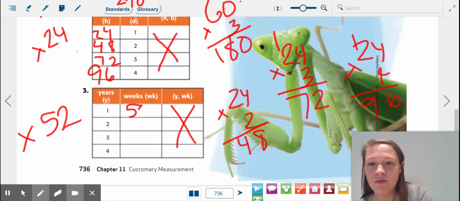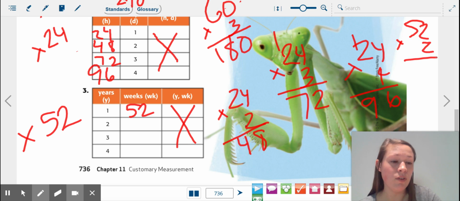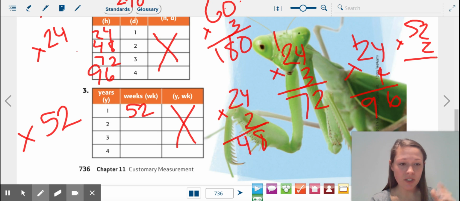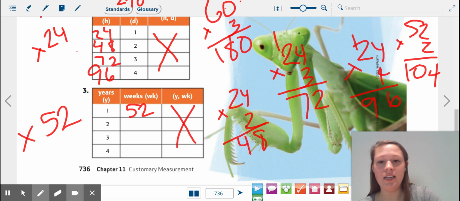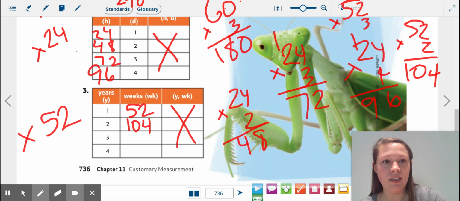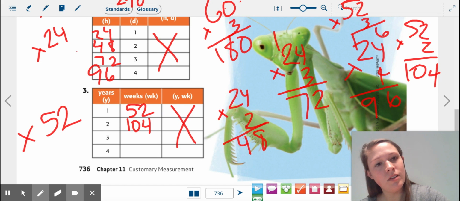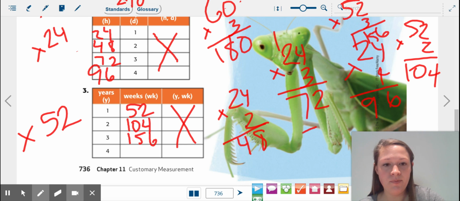Now, 1 times 52, 52. Now, 52 times 2. See how I'm going to the side? I'm showing my work. I'm not trying to do this in my head because you'll make careless mistakes, okay? 2 times 2 is 4. 2 times 5 is 10, so 104. And 52, why am I not writing? There we go. 52 times 3, 6, now carry 1, 15, 156.